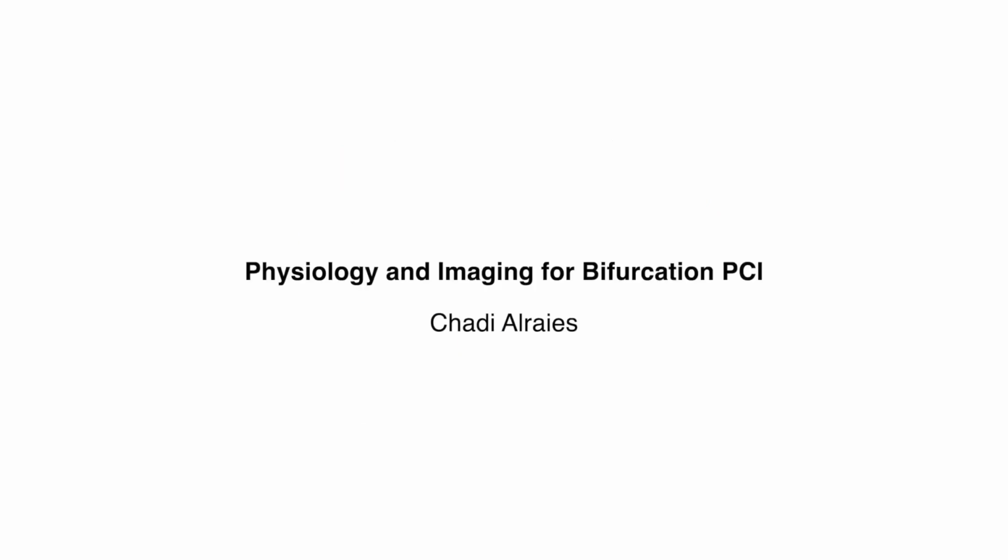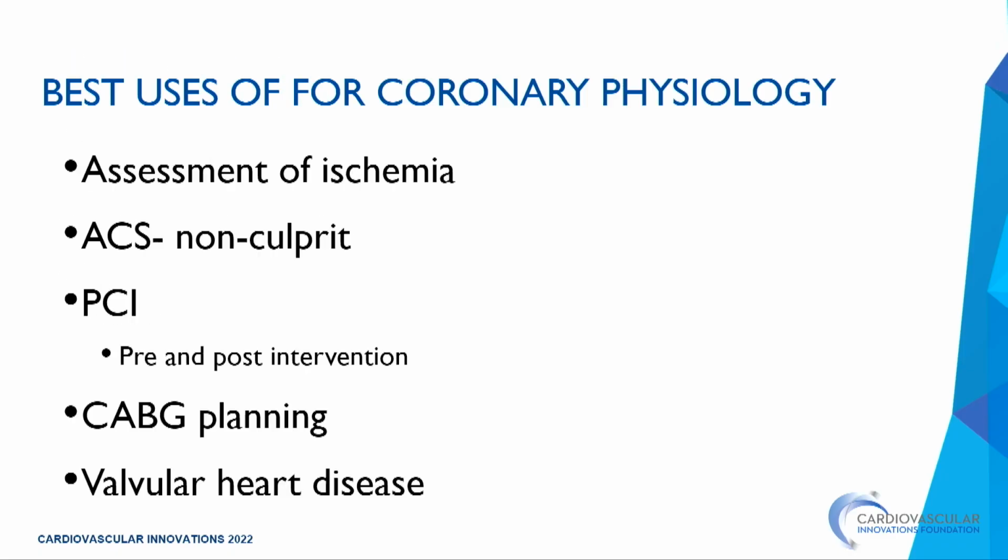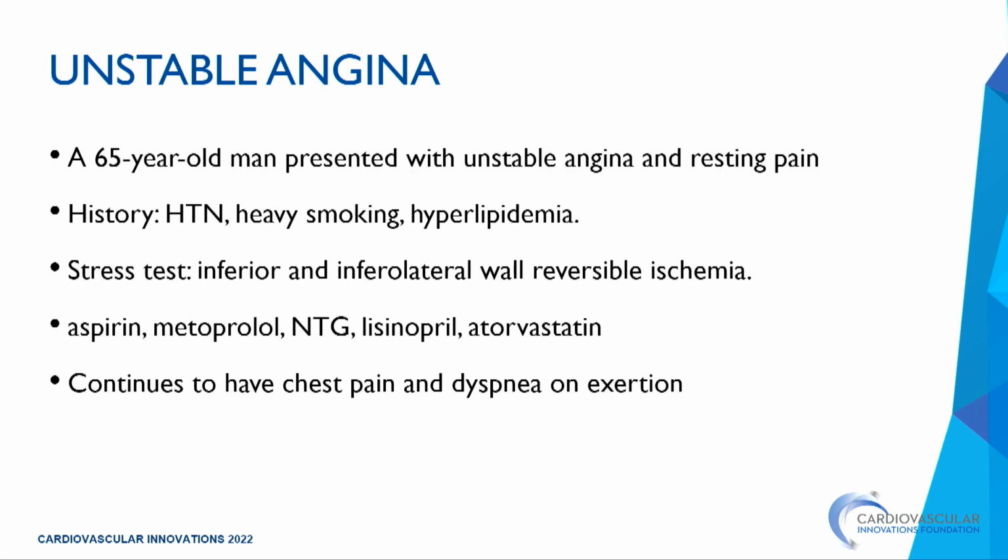So I was asked to talk about physiology and imaging for bifurcation. I think the majority of the topic was already covered in the previous talks, but I'm just going to give you a debrief again. These are my disclosures. So the best use for coronary physiology, as we all know, is for assessment of ischemia and ACS for non-culprit lesions, as well as for pre- and post-intervention PCI evaluation. Also for CABG planning, and we're going to show some examples. Lately it has been used more for valvular heart disease evaluation, since Lundquist is off the market.